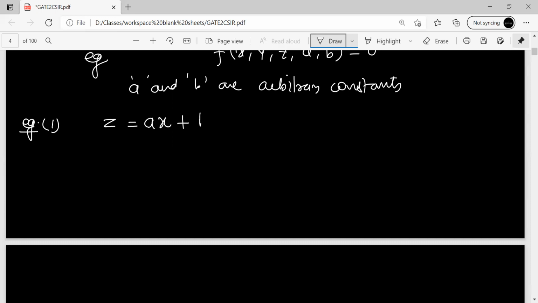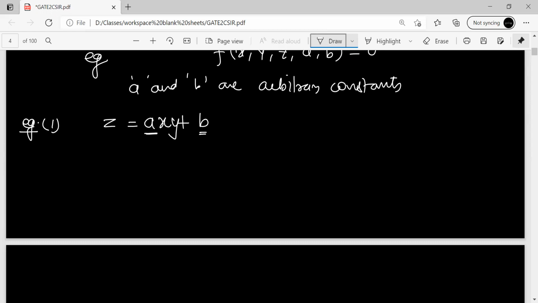a x y plus b. So these are two constants, and we need to eliminate the arbitrary constants a and b. You have done this in your +2 level. There you used to have an equation with arbitrary constants, and you used to differentiate directly with respect to x and y to eliminate the constants, and then you restored the differential equation. Here you have two constants.